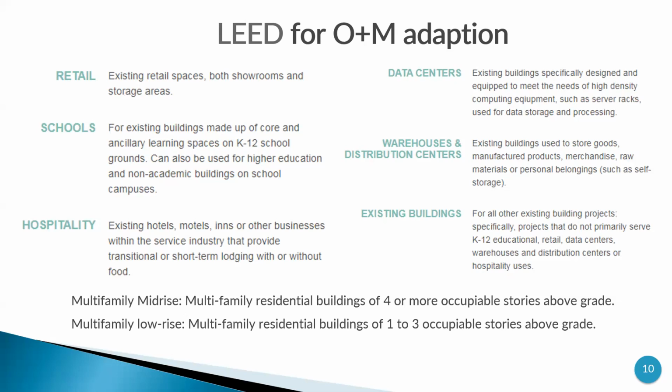So when we talk about O&M adaptations, when we say retail, retail is for what? Existing retail spaces, both showrooms and storage areas. Schools, for existing buildings made up of core and ancillary learning spaces. That is school buildings from KG to 12. It is also used for higher education and non-academic buildings on school campus. Even non-academic buildings for the schools come under LEED O&M schools.